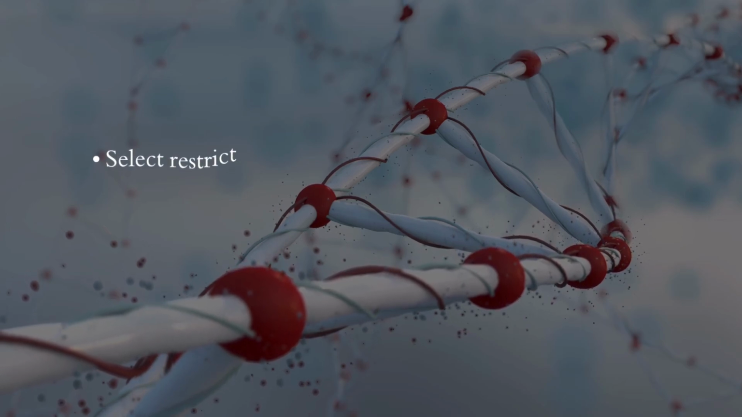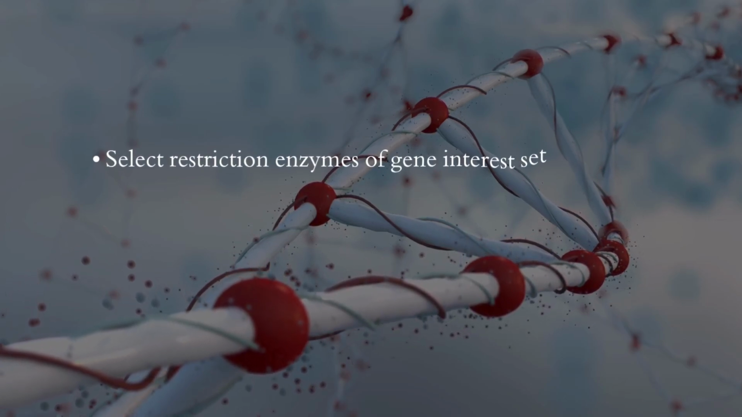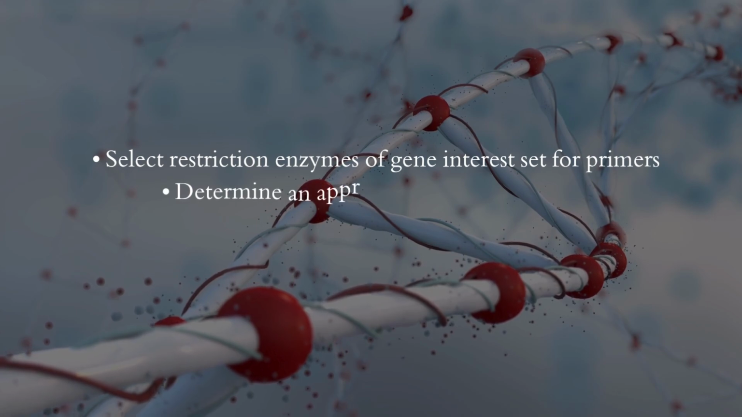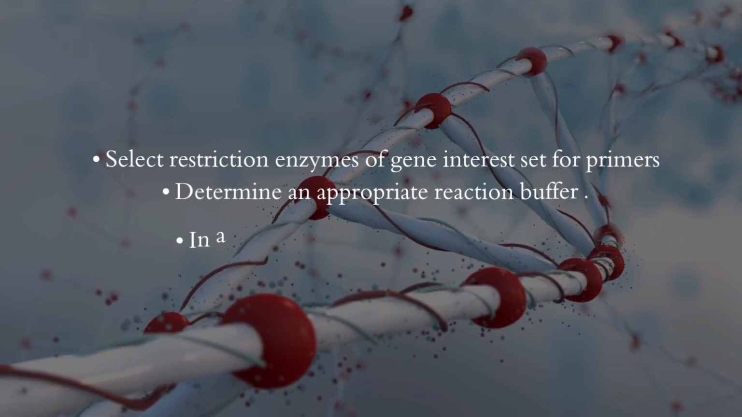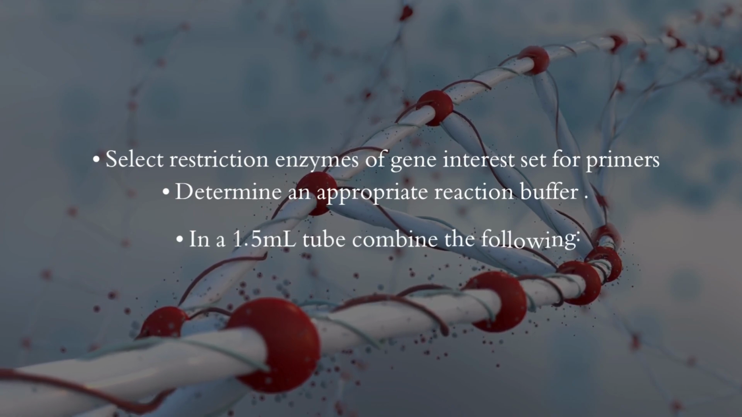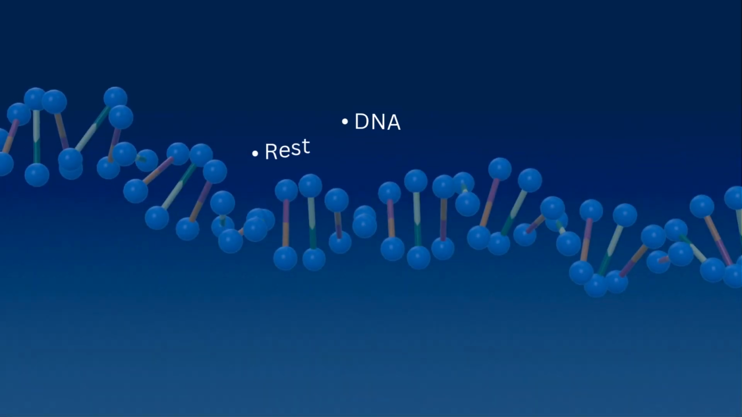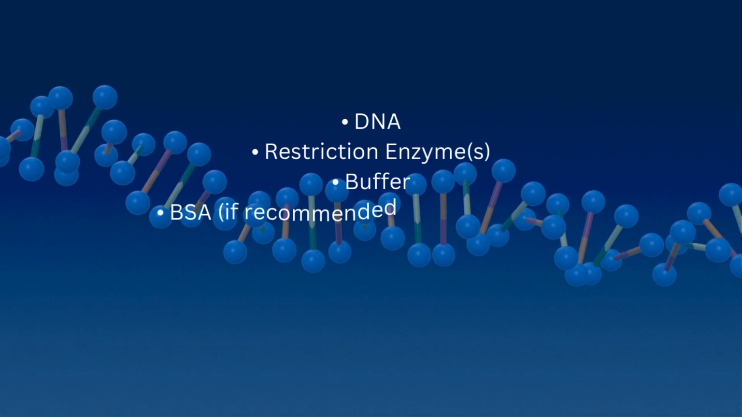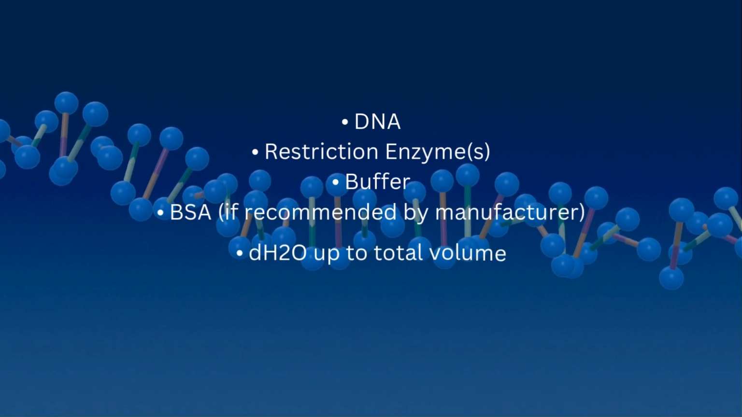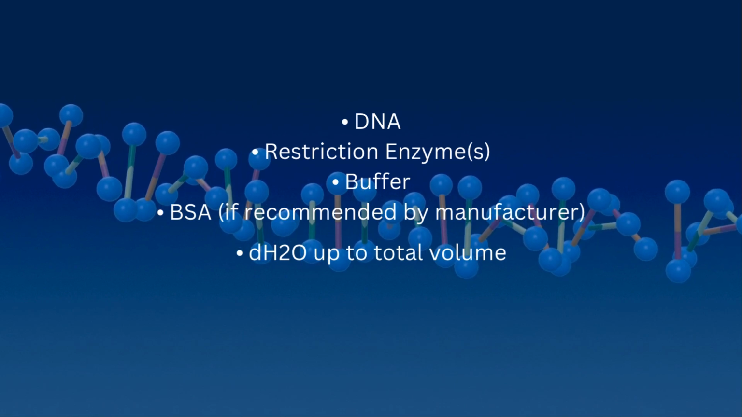For restriction enzyme digestion, select restriction enzymes of gene interest set for primers. Determine an appropriate reaction buffer by reading the instructions for your enzyme. In a 1.5 ml tube, combine the following: DNA, restriction enzyme, buffer, BSA if recommended by the manufacturer, and H2O up to total volume.